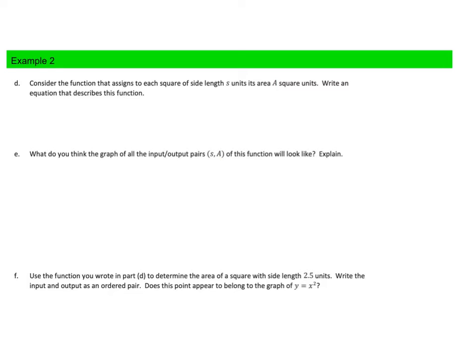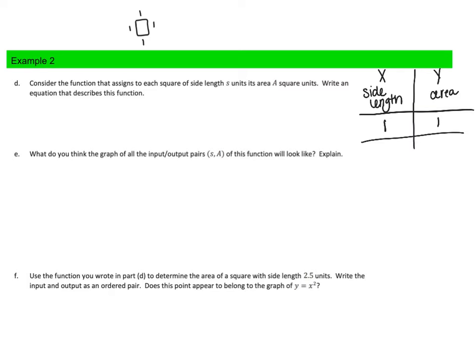All right, this next slide kind of goes with our last one. It says, consider the function that assigns to each square of side length s units an area of a square units. So we have our x and our y. This is saying our side length, and this is our area. It says write an equation that describes this function. So let's just say our side length of our square was 1. How would we find the area? Well, we would do our length times our width. In this case, it's 1 times 1. Well, 1 times 1 is 1.